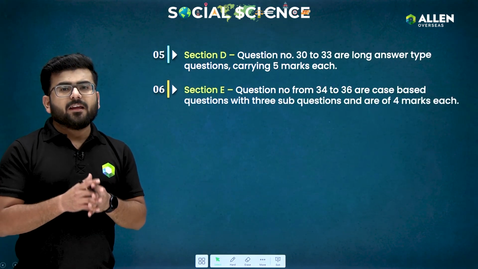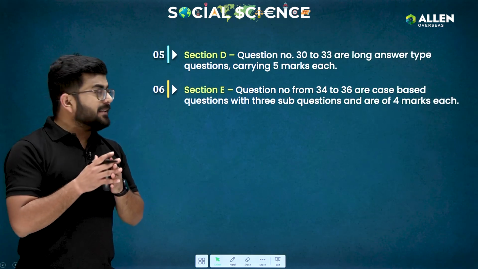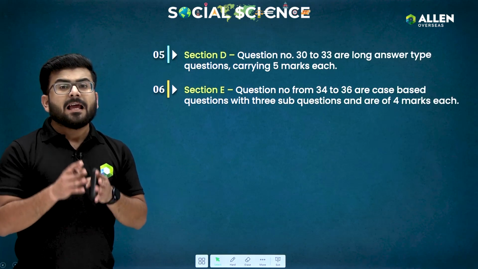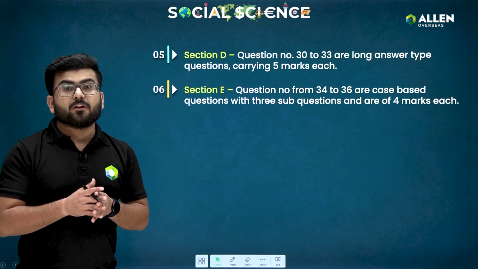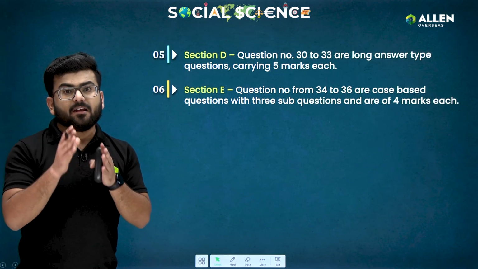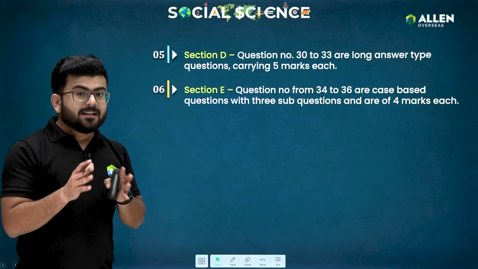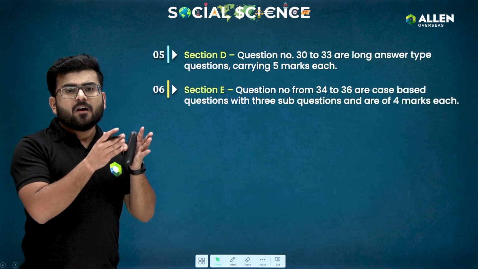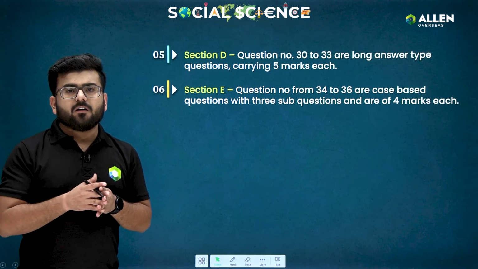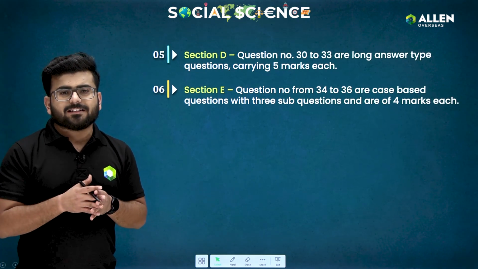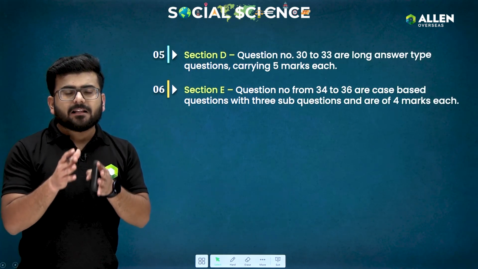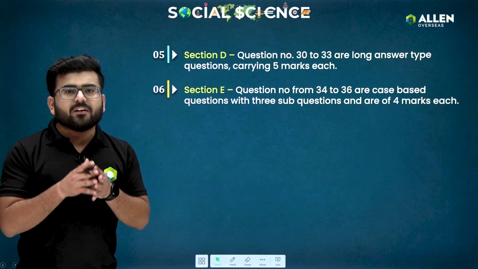Next to it, we have section E. In section E, we'll have questions from question number 34 to question number 36, and all the questions in this section will be of case-based study type, and every question in this section will carry 4 marks each. Students, but there is something that has changed for this particular section. In every different section we have learned earlier, there were long answer type and short answer type questions, but in this particular section we'll have case-based study questions, and each question will be divided into 3 different parts.